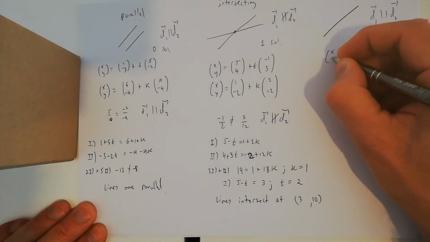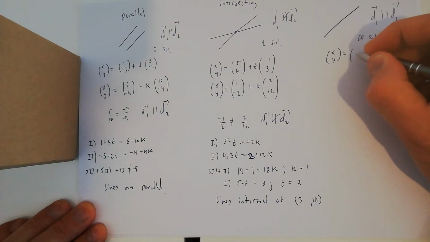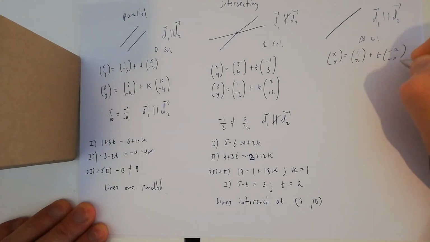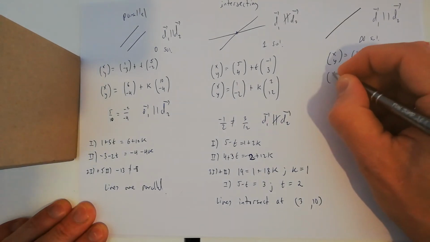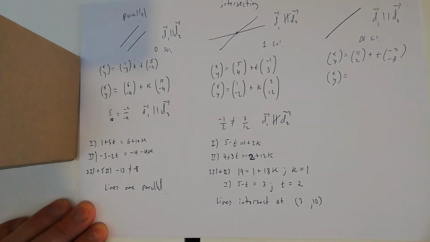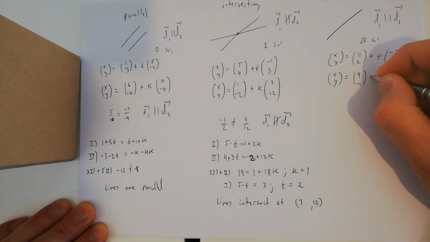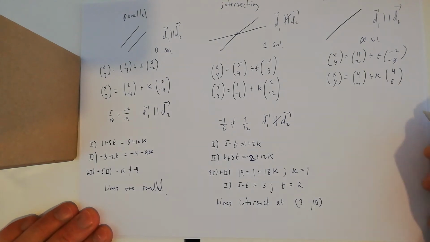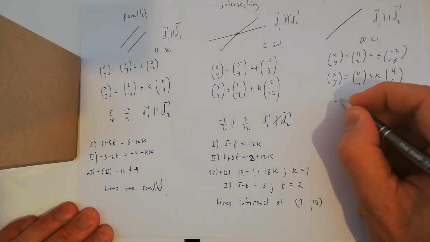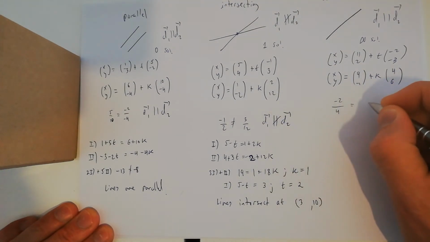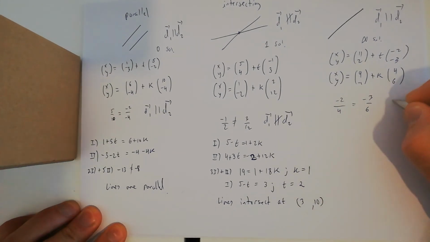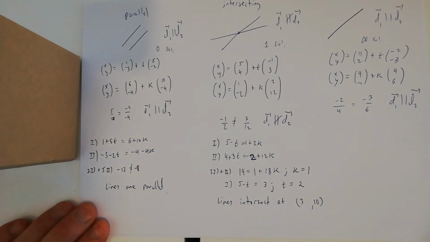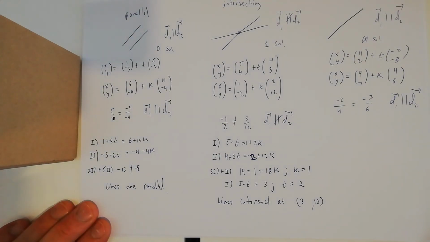Lastly, if we have, for example, the two lines (x,y) equals (11,2) plus t(-2,-3), and the line (x,y) equals (9,-1) plus k(4,6). Once again, first we compare the direction vectors. We can see that -2 over 4 is equal to -3 over 6. That means the direction vectors are parallel, so the lines are either parallel or coincident.